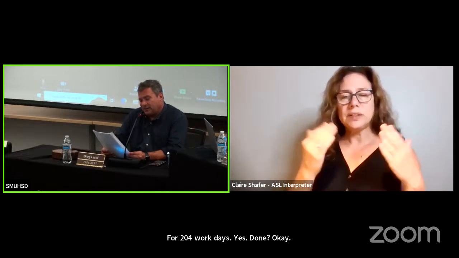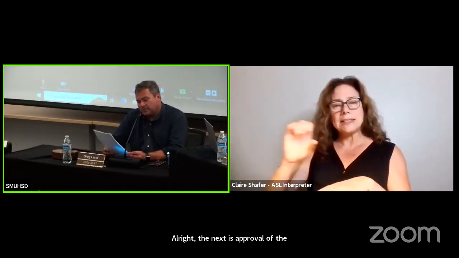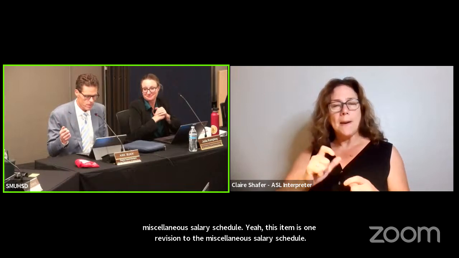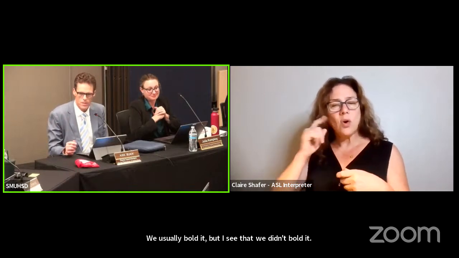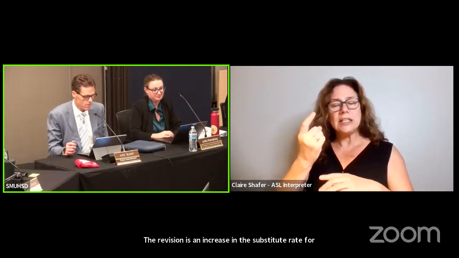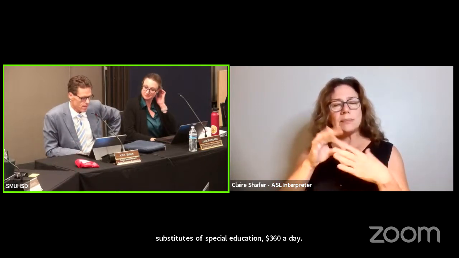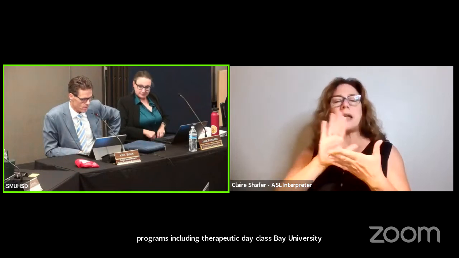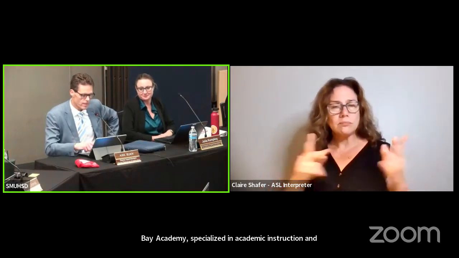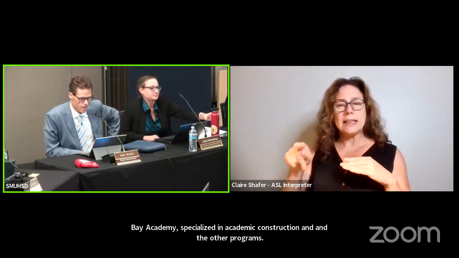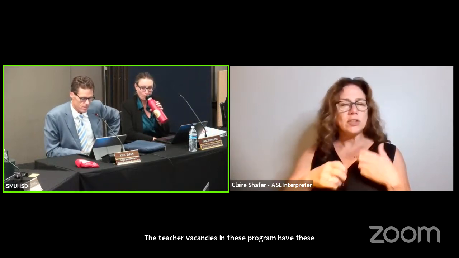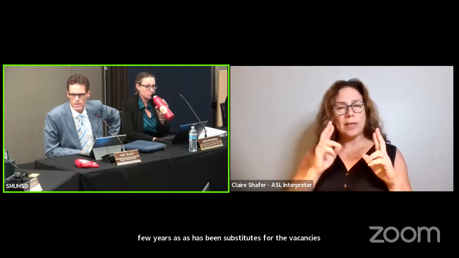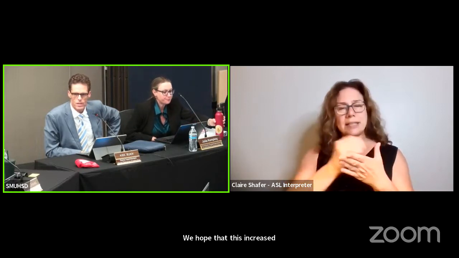The next is approval of the revised miscellaneous salary schedule. There's one revision to the miscellaneous salary schedule. We usually bold it, but I see that we didn't bold it. The revision is an increase in the substitute rate for substitutes of special education to $360 a day. This increase would include all special education programs, including therapeutic day class, Bay University, Bay Academy, specialized academic instruction, and the other programs. The teacher vacancies in these programs have proven to be difficult to fill these past few years, as have substitutes for the vacancies. We hope that this increase in the daily rate will help with recruitment for substitutes for special education programs.